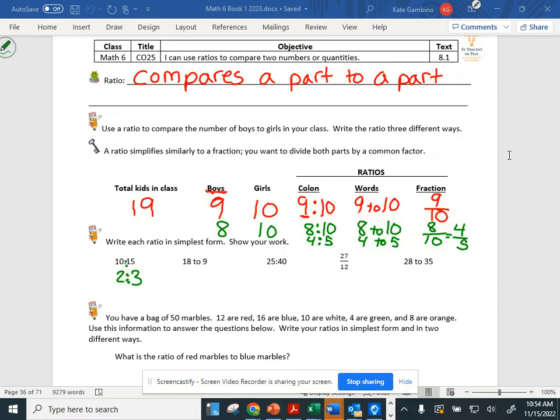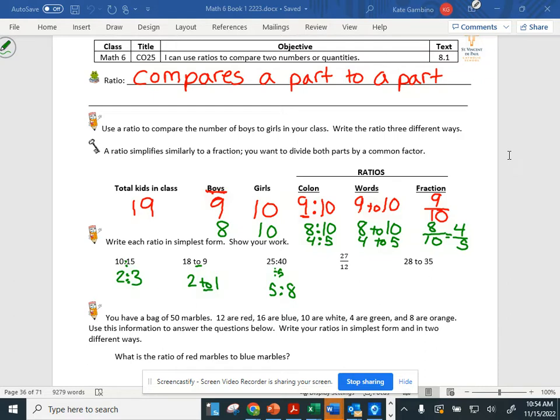What about 18 to 9, Isabel? 2 to 1. Again, this was written in words, so my answer has to be written in words. I could divide a 9 out of 18 and get 2. 9 divided by 9 gets me my 1. 25 to 40. Bennett? 5, and then, yeah, so I'm dividing out a 5. So 25 divided by 5 is 5. Then the colon. And then 40 divided by 5 gave me the 8.